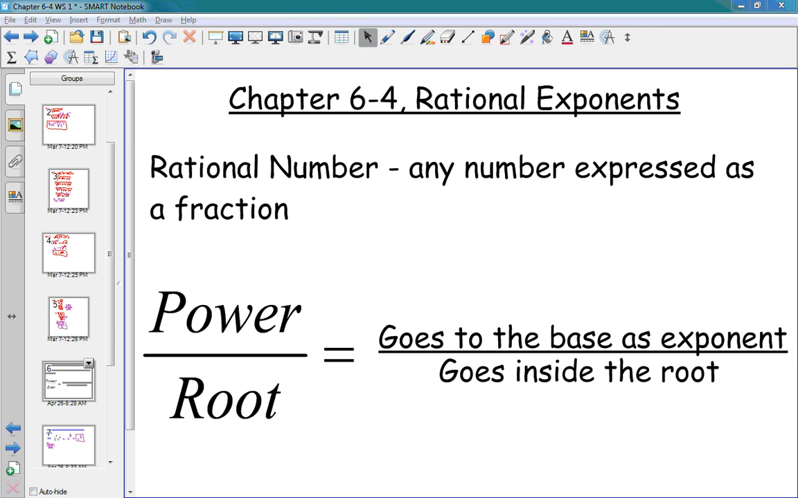Outlines are due to me tomorrow. This is the start of your outline. The first thing you need to know is that a rational number is any number expressed as a fraction. This is something you already know. Power over root. The power goes to the base as the exponent. The root is what goes inside the check mark. You with me? That's what goes inside the check mark. All right?